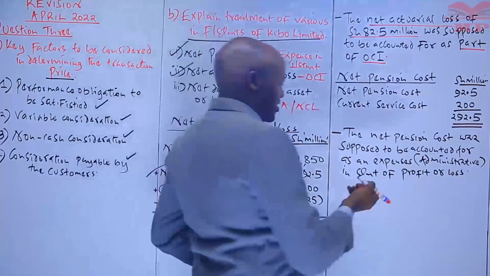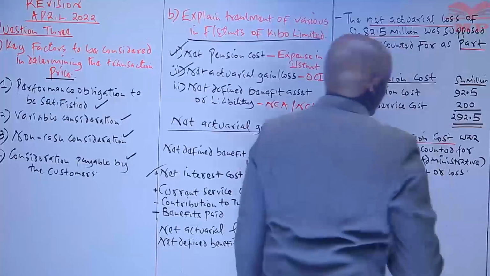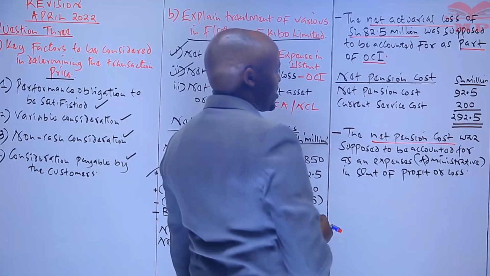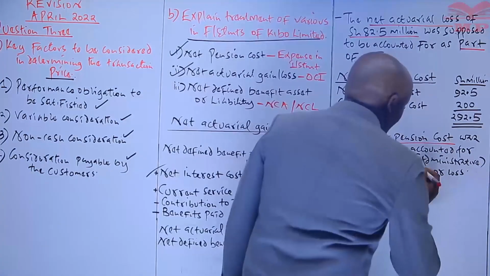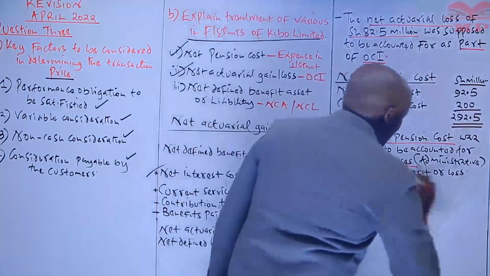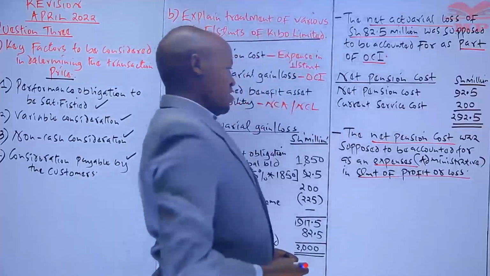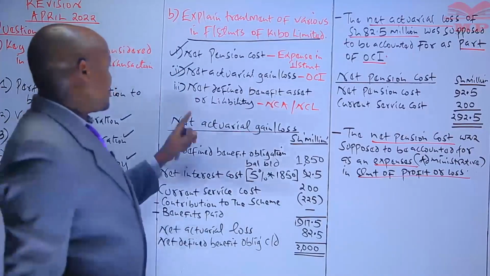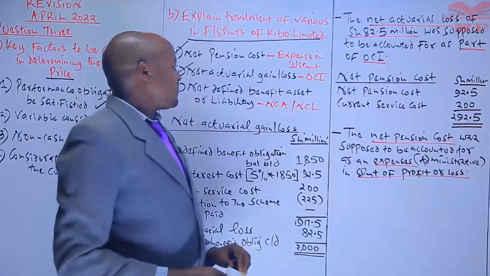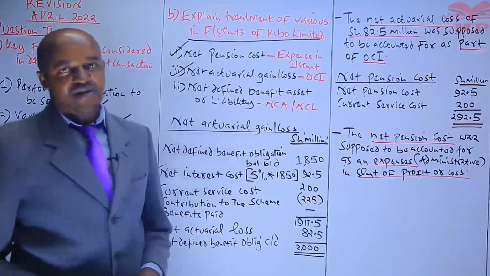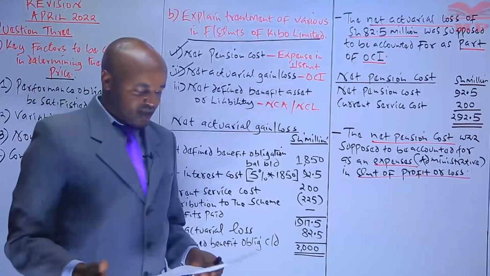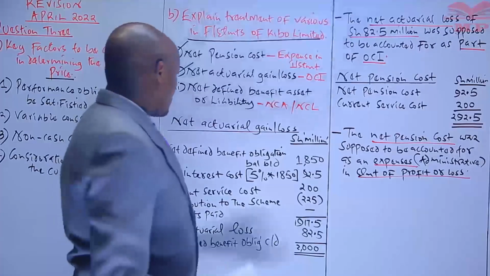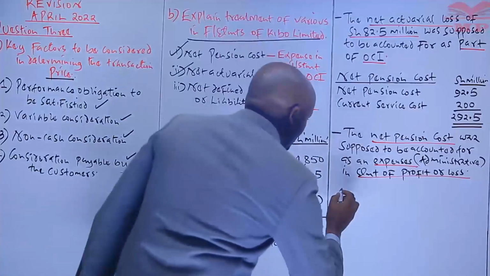You explain that net pension cost of basically 292.5 million was supposed to be accounted for as an expense, specifically administrative expense in the statement of profit or loss. Finally, what we need to do is compute the third item here, the net defined benefit asset or liability. This is quite straightforward because the two items to be used here are given there. So let's compute that.